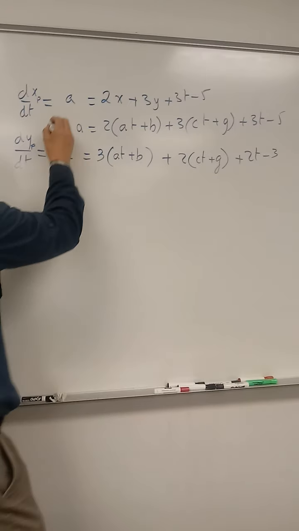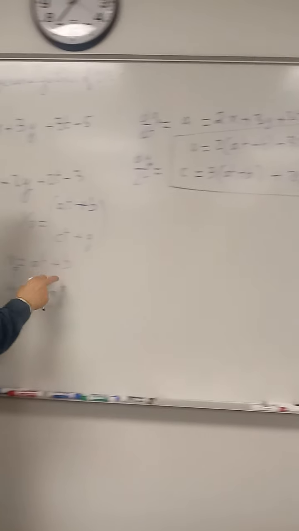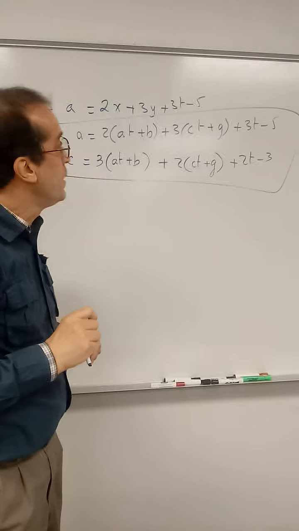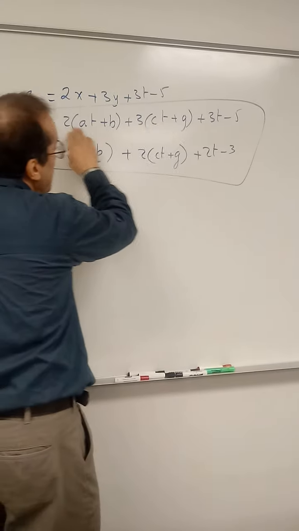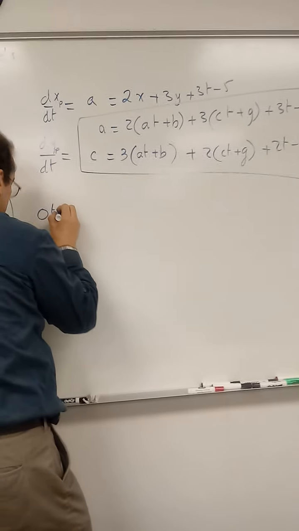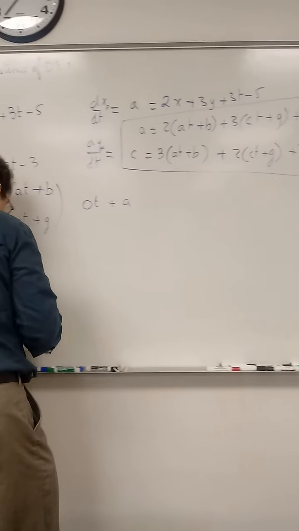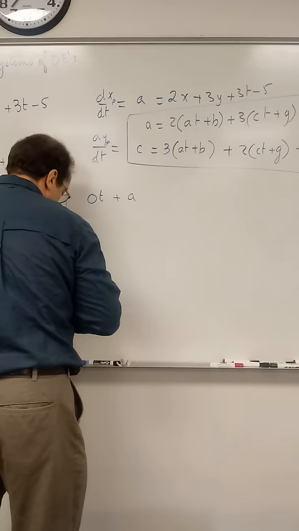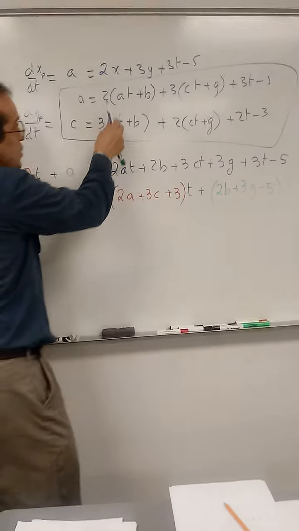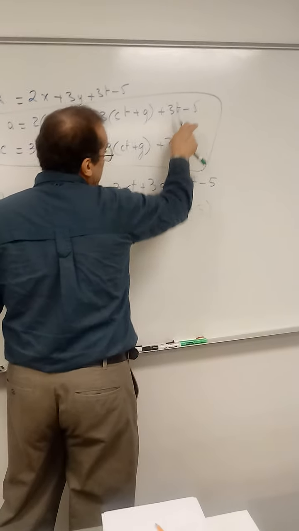Let's look at these two equations here. We have four unknowns: a, b, c, g. And we have two equations here that we can get four equations from. What we need to do is simplify the right side and the left side. So the left side is 0t plus a. The right side is 2at plus 2b plus 3ct plus 3g plus 3t minus 5.